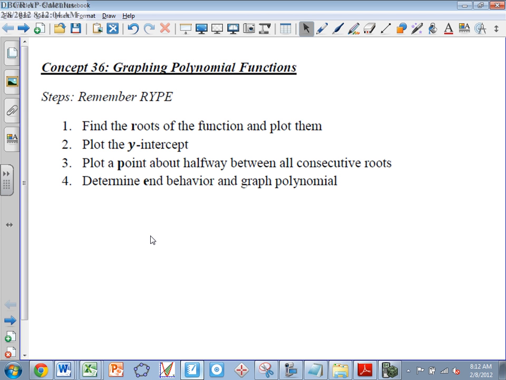Today's concept is very, very, very easy. Okay? All we're doing is graphing. We're using everything we've done so far, though.